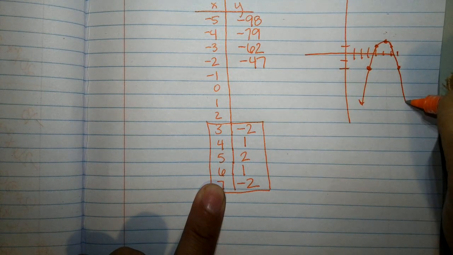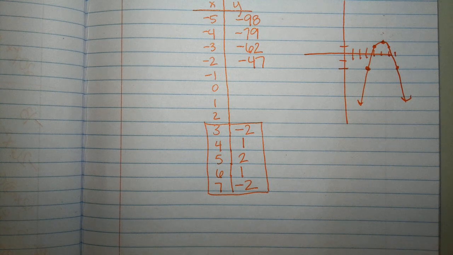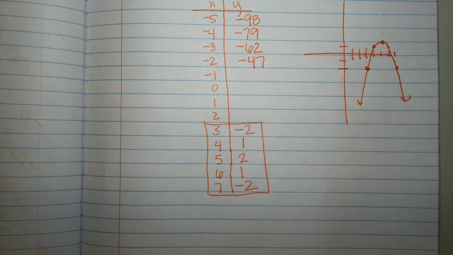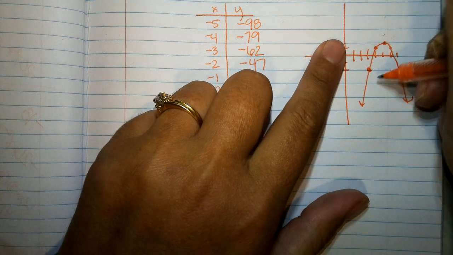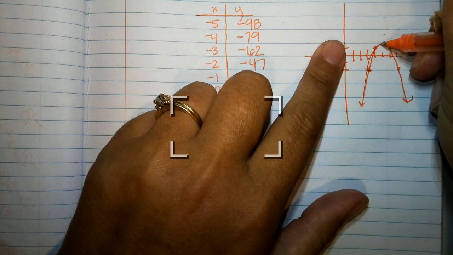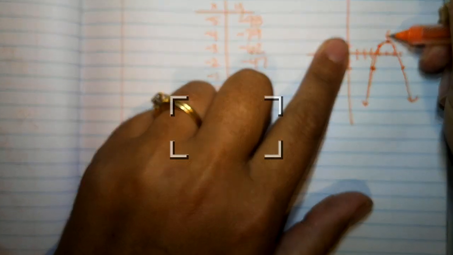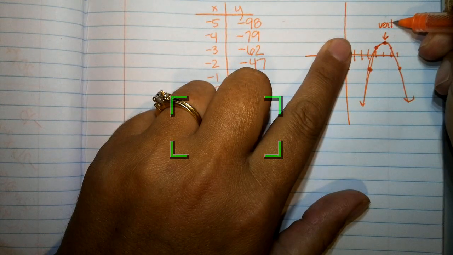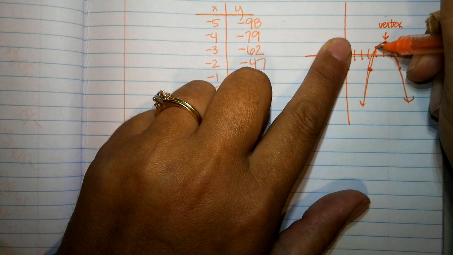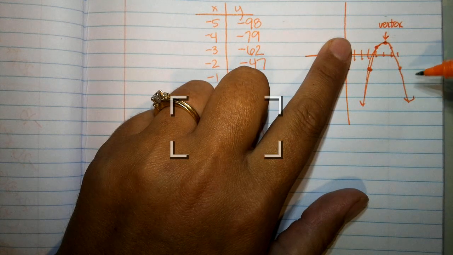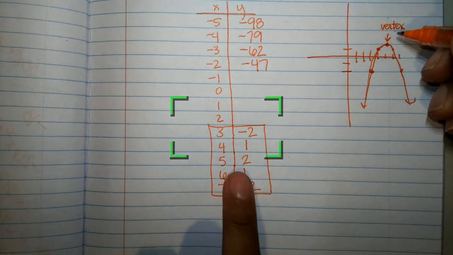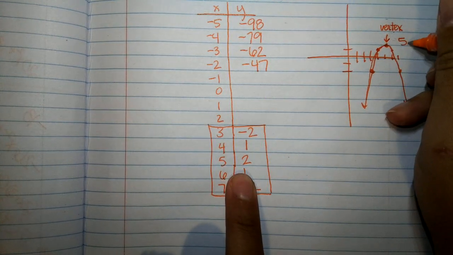Okay, there's my parabola. Now, I want to look at my vertex. My vertex is the point at which it changes direction. So right here, it's increasing. And right here, that's my vertex. That's where it changes from increasing to decreasing. So my vertex is this ordered pair. It was 5, 2.